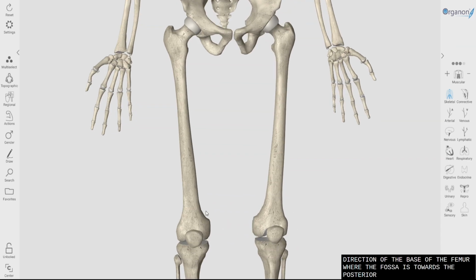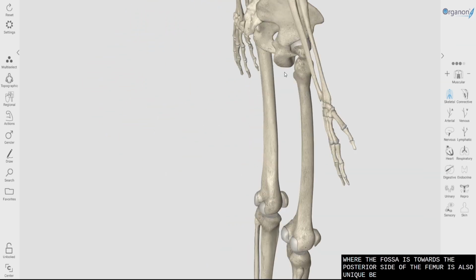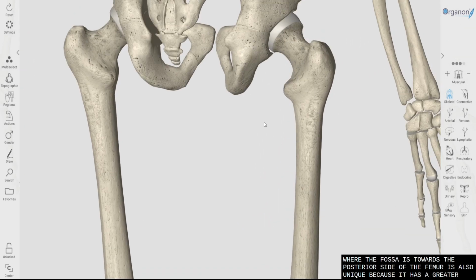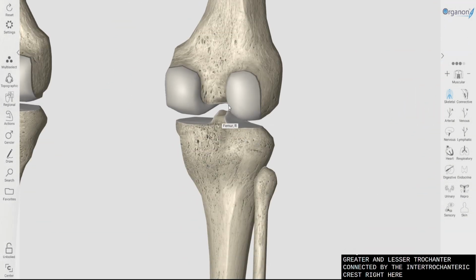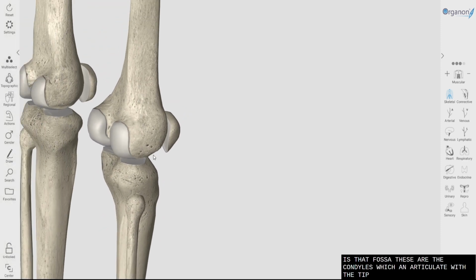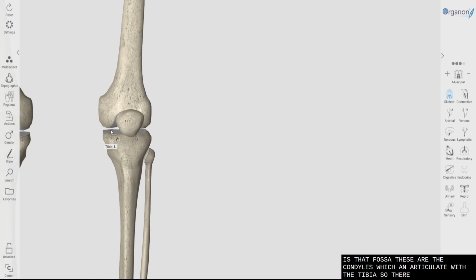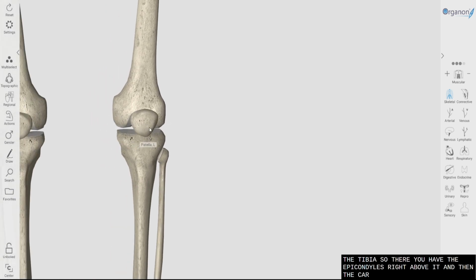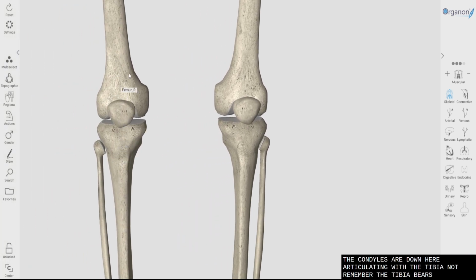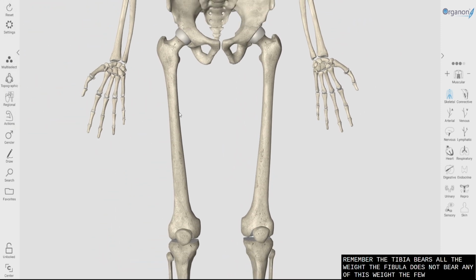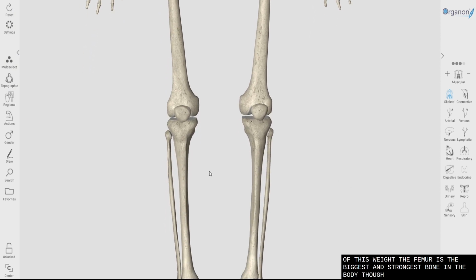The femur is also unique because it has the greater, zoom up here, has the greater and lesser trochanter connected by the intertrochanteric crest right here. Moving down, this is that fossa. These are the condyles, which then articulate with the tibia. So there we have the epicondyles right above it, and then the condyles are down here, articulating with the tibia. Now remember, the tibia bears all the weight. The fibula does not bear any of this weight. The femur is the biggest and strongest bone in the body, though.